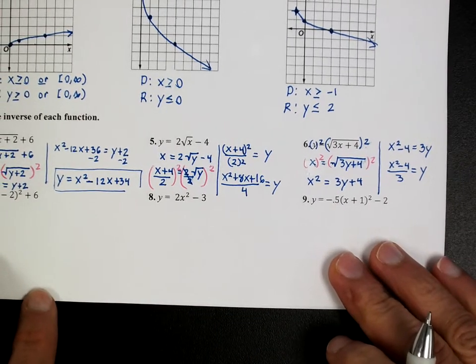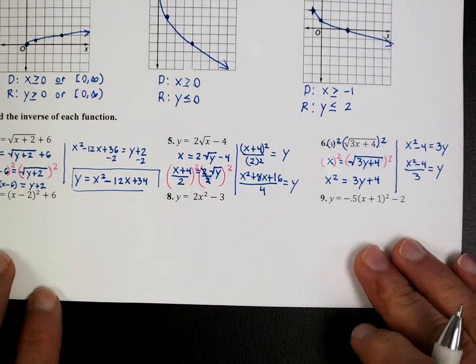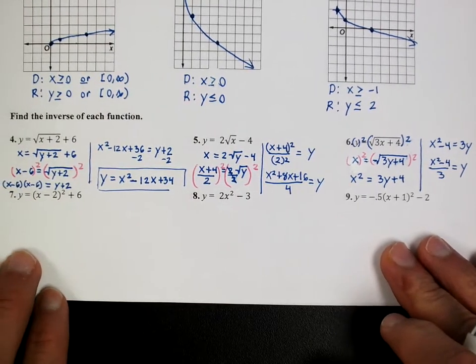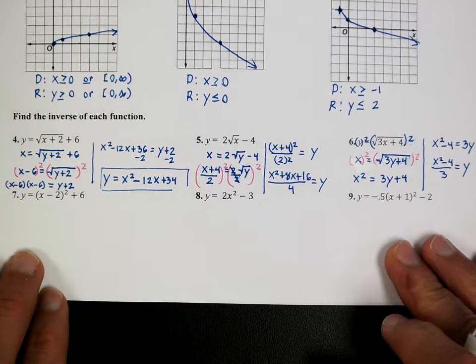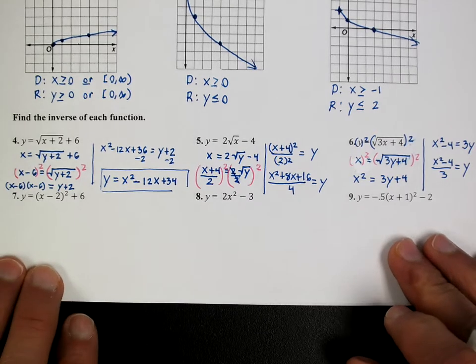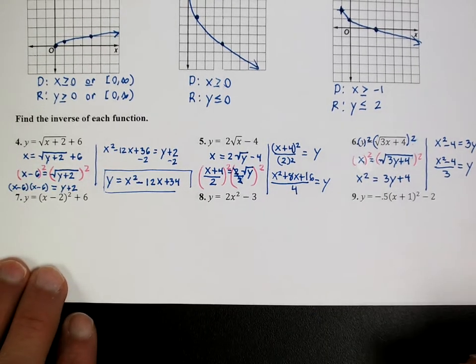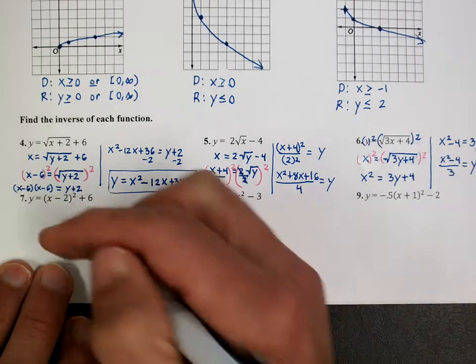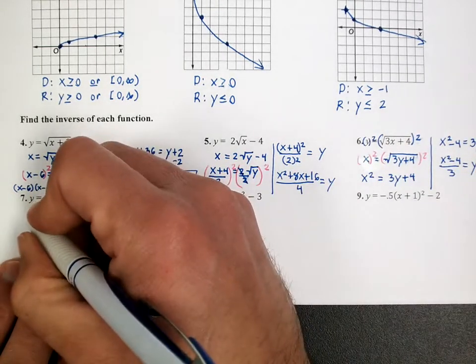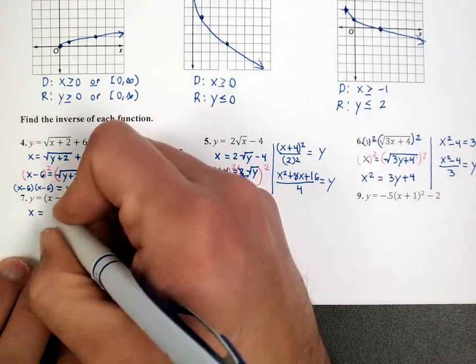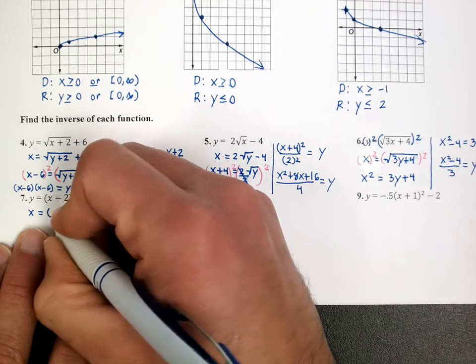Okay, so let's go ahead and go to this part right here. On this one, it's sort of like what we just did, but it's backwards. So we're going to do the first thing we did at the beginning, which is we're going to switch the x and y.